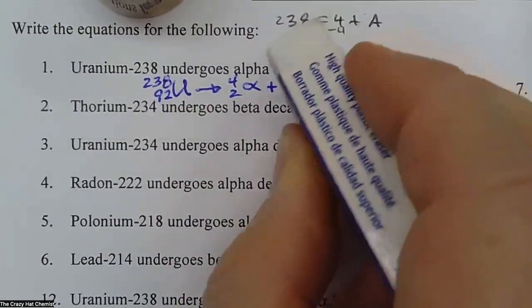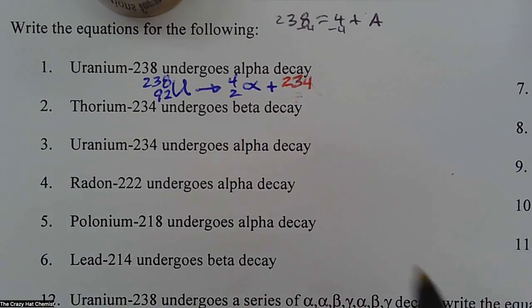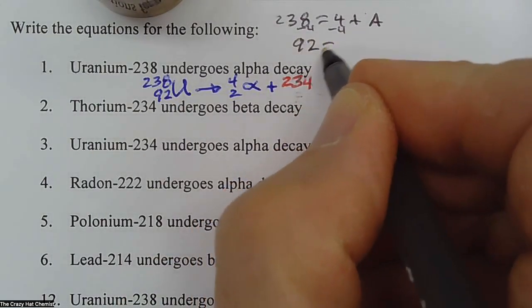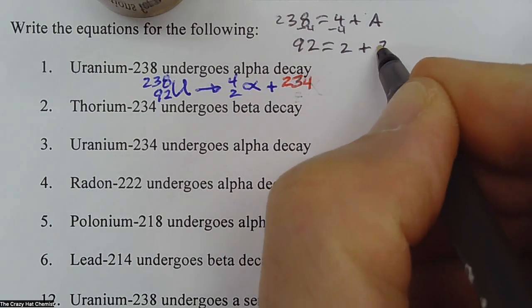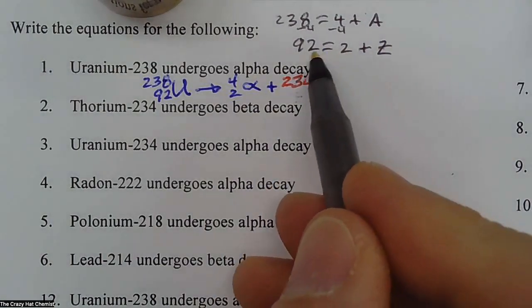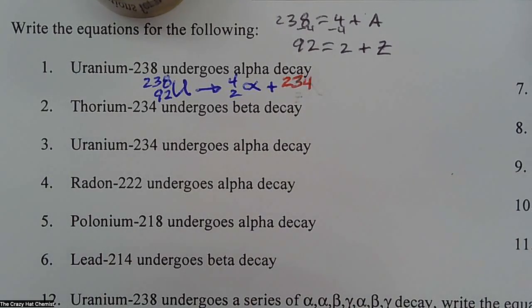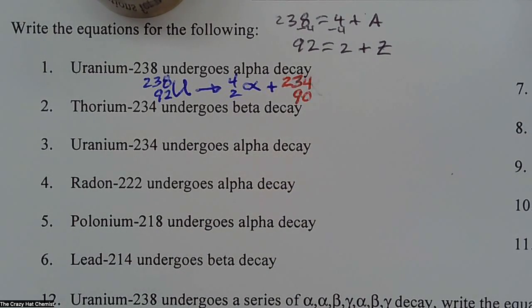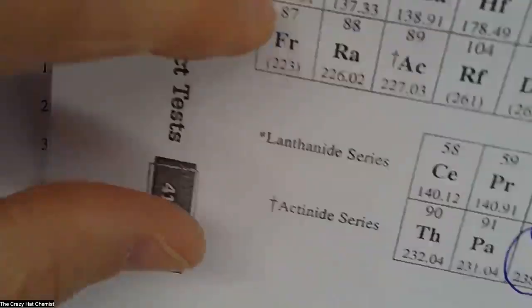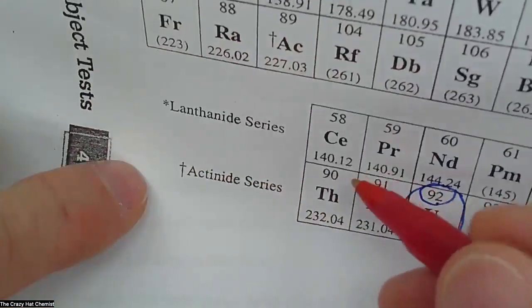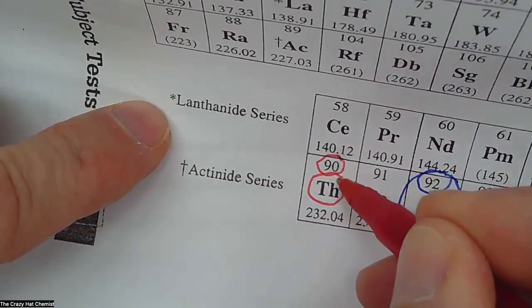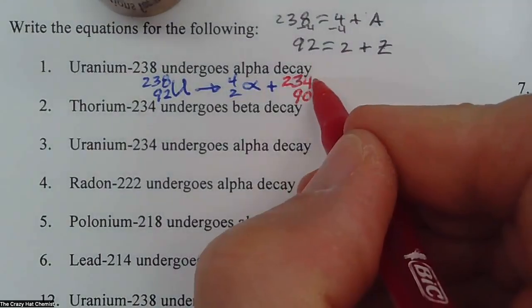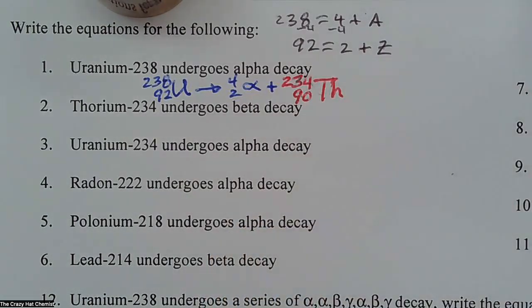I'm going to erase that A that was there in the background. I'm going to now solve for the Z, and the Z is 92 is equal to 2 plus Z, right? So we're solving for Z, and we're going to subtract 2 on both sides, and what number do we get? We get the number 90, just like that. Okay, and now what we need to do is look on the periodic table and find the element 90. We're going to find element number 90 right there, and that's thorium, TH. So now we have TH, and that is our symbolic notation that we need to write.